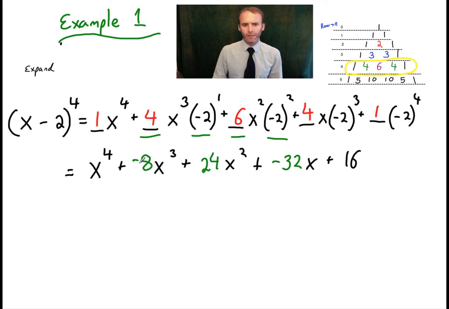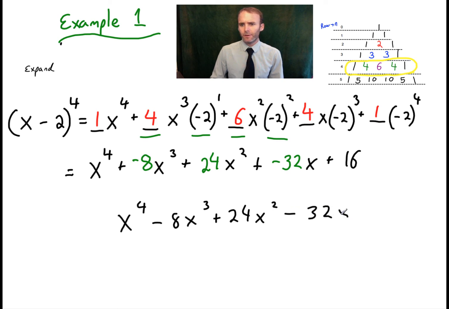Alright, now plus a negative, I can just rewrite that simply as minus 8x cubed plus 24x squared minus 32x plus 16. Now note that since I had this negative number right here, I get this alternating negative, positive, negative, positive. And I can also check that my exponents count down 4, 3, 2, 1, 0. So this works. And this is my final answer.